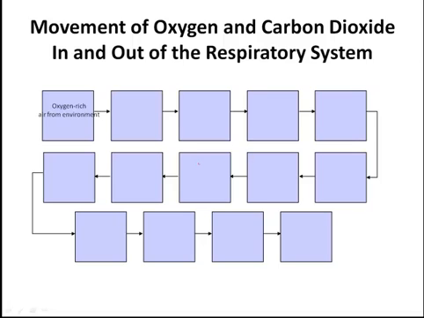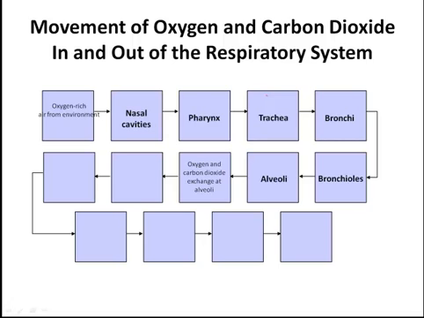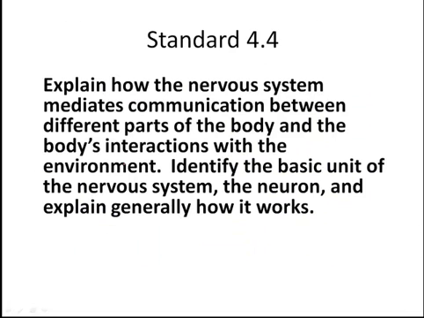Okay, so movement of oxygen and carbon dioxide in and out of the respiratory system. We have an oxygen-rich environment. It comes in through the nasal cavity, passes down our pharynx, also known as our throat, the trachea, the windpipe, down into one of 2 bronchi, the bronchioles, to the alveoli, and then we have our exchange of oxygen and carbon dioxide. And then it goes right back out the opposite direction. So bronchioles to bronchi, through the trachea, out through the pharynx and the nasal cavities, and then we are breathing carbon dioxide-rich air out into the environment.